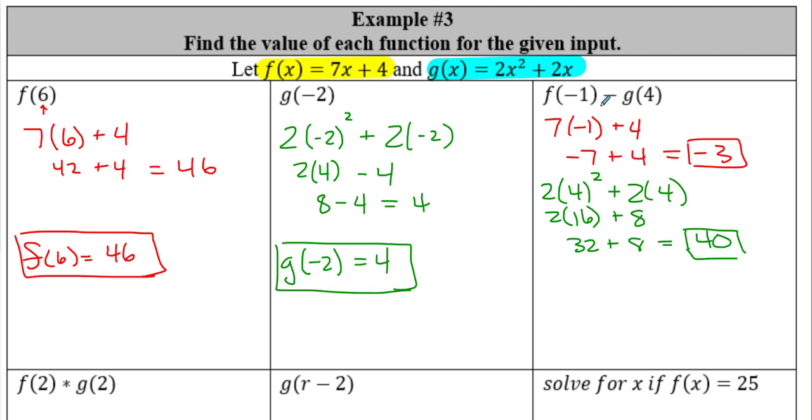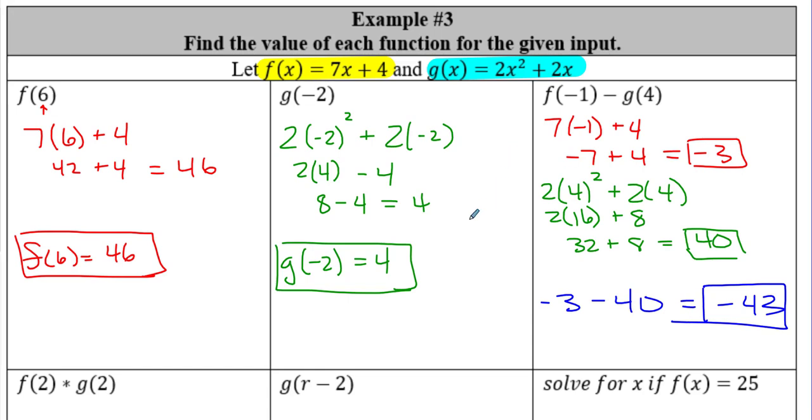Okay, so now that I found what f of negative 1 is and g of 4 is, they say take f and then subtract g from it. So I'm going to do that here in blue. So I got negative 3, which is my f function, negative 3. I got this minus sign, and then I got this 40 right here. So negative 3 minus 40, that gives me negative 43. And that is how you do it, folks.